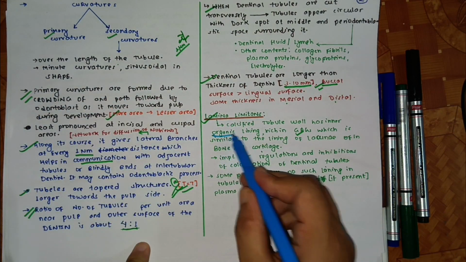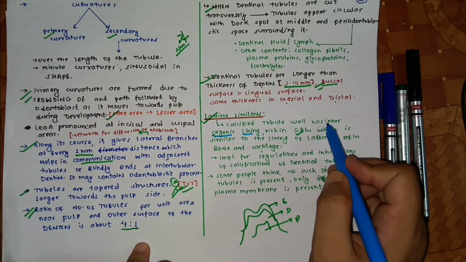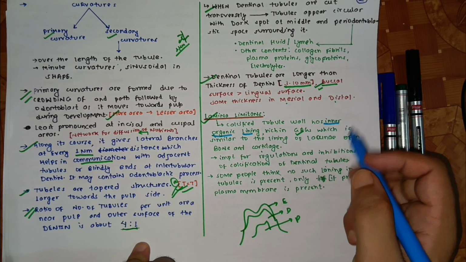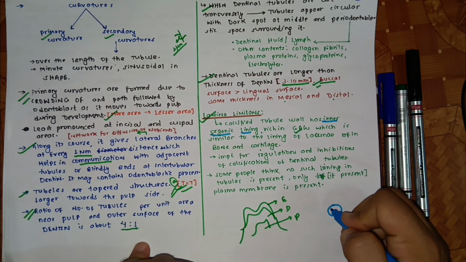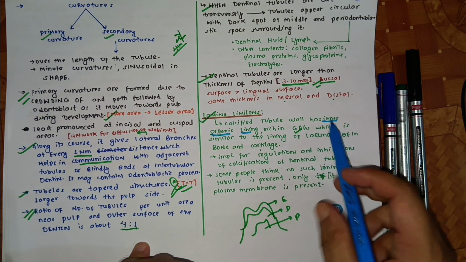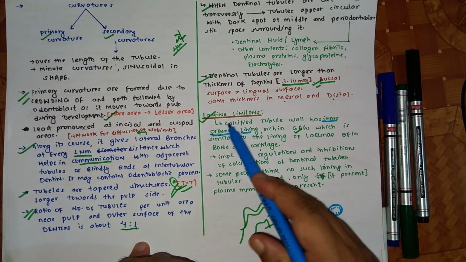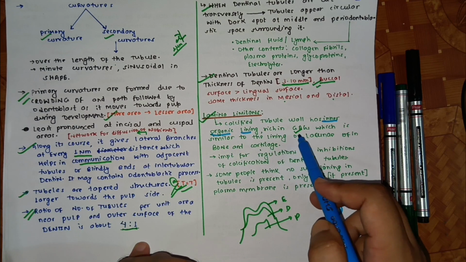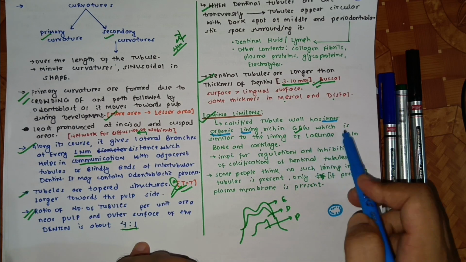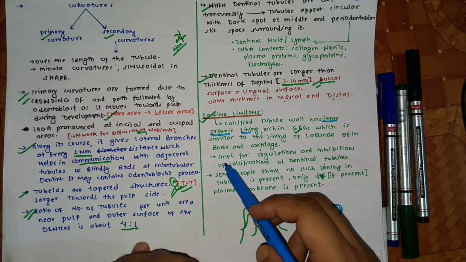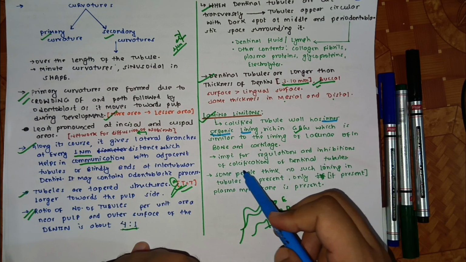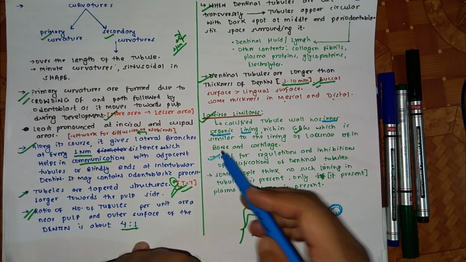It lines the inner wall of the calcified tubule. So if this is a dentinal tubule, this is its inner lining, and the organic lining present there is called the lamina limitans. It is rich in glycosaminoglycans, resembles the lining of the lacunae in bone and cartilage, and is important for the regulation and inhibition of calcification of the dentinal tubule. You should remember this.